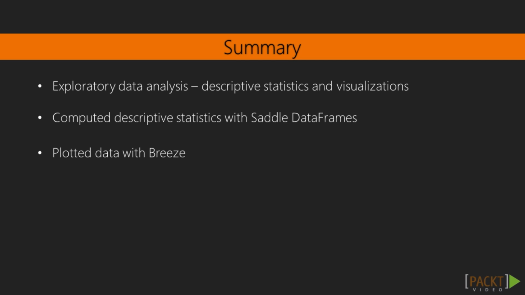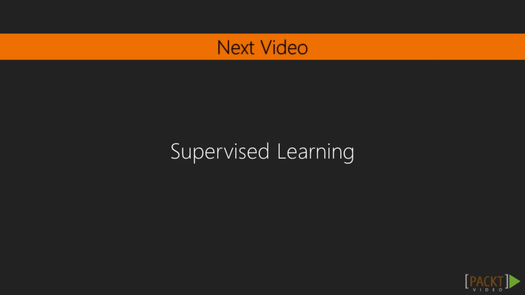Congratulations, we just finished the second section of the course. Let's take a look back on what we have learned. First, we learned about exploratory data analysis and the importance of descriptive statistics and visualizations. Then we learned how to implement exploratory data analysis with Scala on real data. We used data frames from the Saddle library to compute descriptive statistics and the Breeze library to create histograms and scatter plots. In the next video, we will begin our next section called supervised learning.